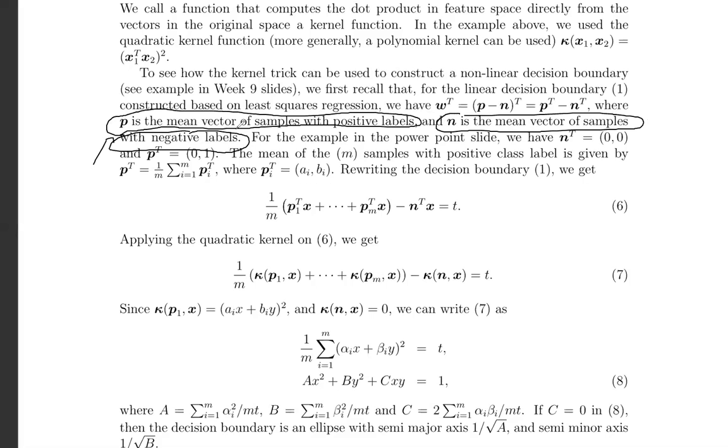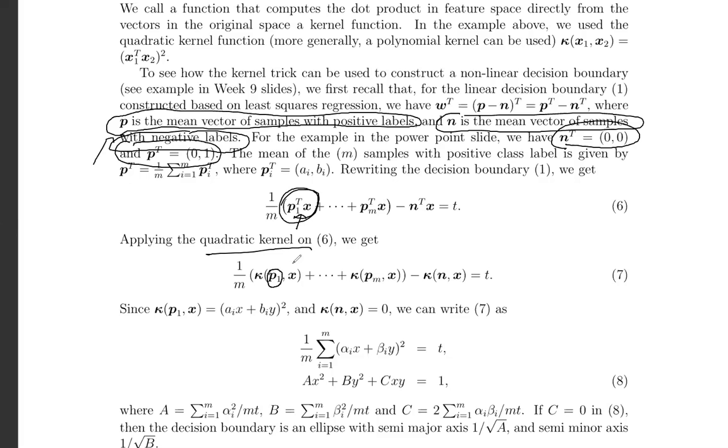So in the PowerPoint example, I constructed it such that I have these two features, these two characteristics, right? So when you make some kind of replacement, you can rewrite the decision boundary and get this equation. And from here, you will apply the quadratic kernel, right? Quadratic kernel applied on this data.